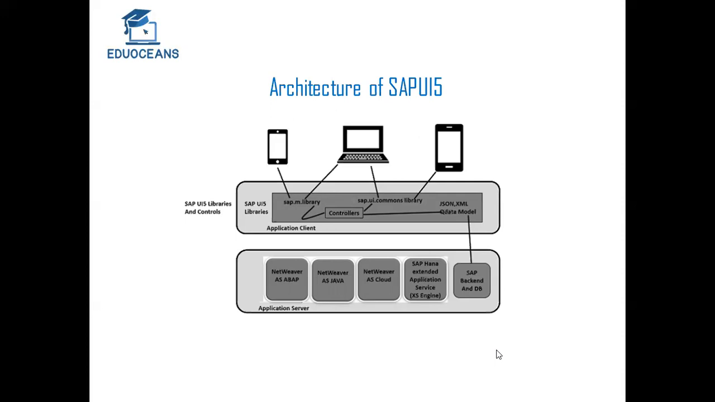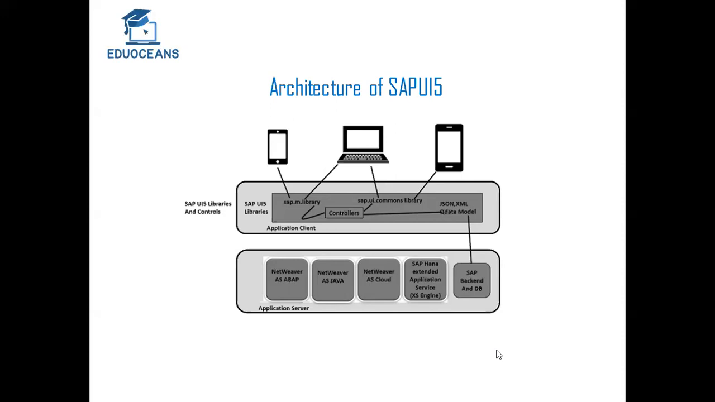In the middle, it is the application client layer. So what is the application client layer? It normally uses the SAP UI5 libraries, like sap.m.library and sap.ui.commons.library. We will be seeing what the libraries are in the coming sessions. These libraries are consumed by the application client in order to display the user interface. So this is the application client, which acts as the middle layer for the architecture of SAP UI5.